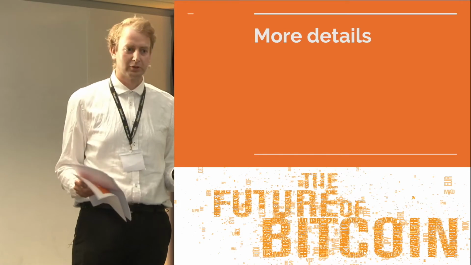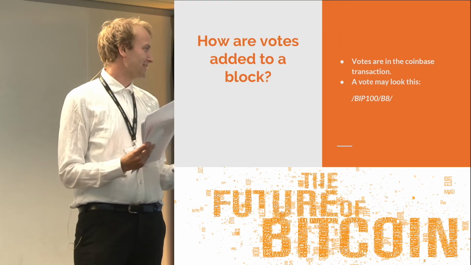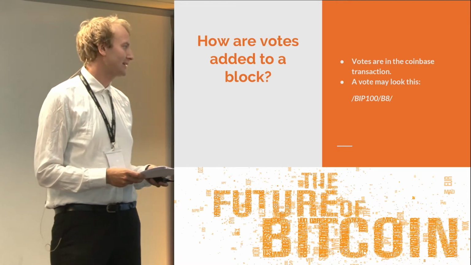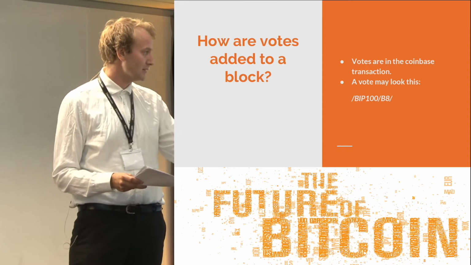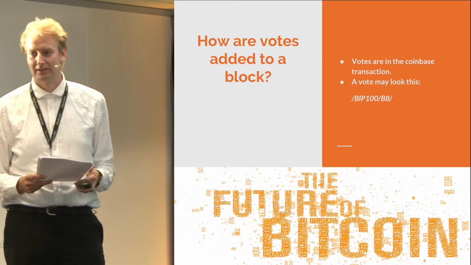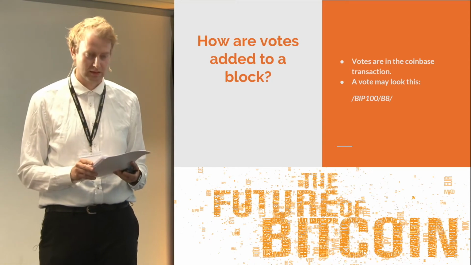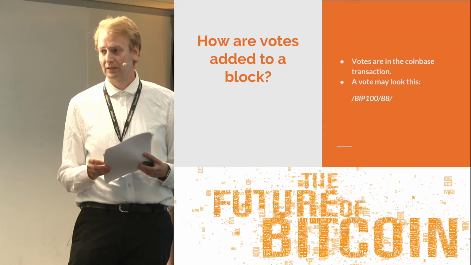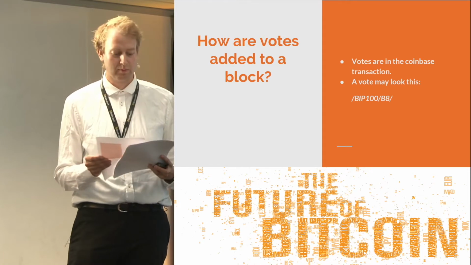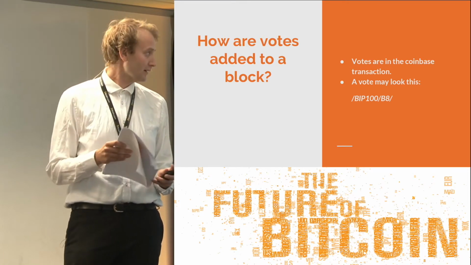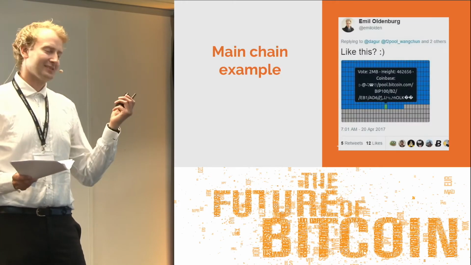I'm just going to go into a bit more detail since we have time, right? So how are votes added to a block? A vote is just a string, and it looks like this. BIP100 B8 means an 8 megabyte block size vote, and the miners add this to their Coinbase transaction. Coinbase being the first transaction in the block. Only miners can add this transaction, and it's the transaction where they claim their reward. And we already have some voting on the main chain. So, like this.